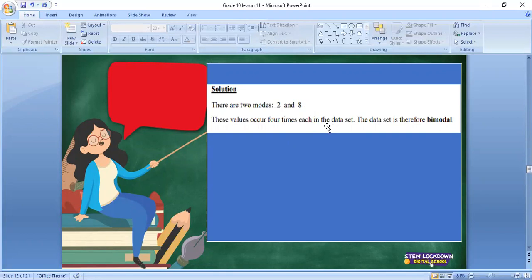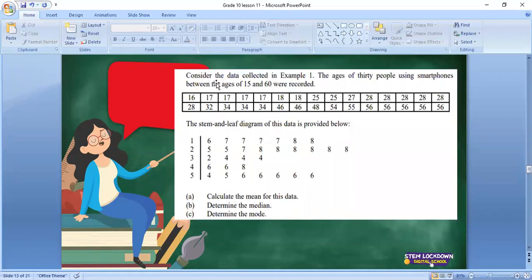Okay, right. Consider another example, a collection of data. The ages of 30 people using smartphones, between the ages of 15 and 60, were recorded. These are the ages of 30 people using smartphones. The stem and leaf diagram of this data set is provided. If you draw the stem and leaf for this, you're going to have this. Okay, calculate the mean for this data. How do we find the mean for this data?